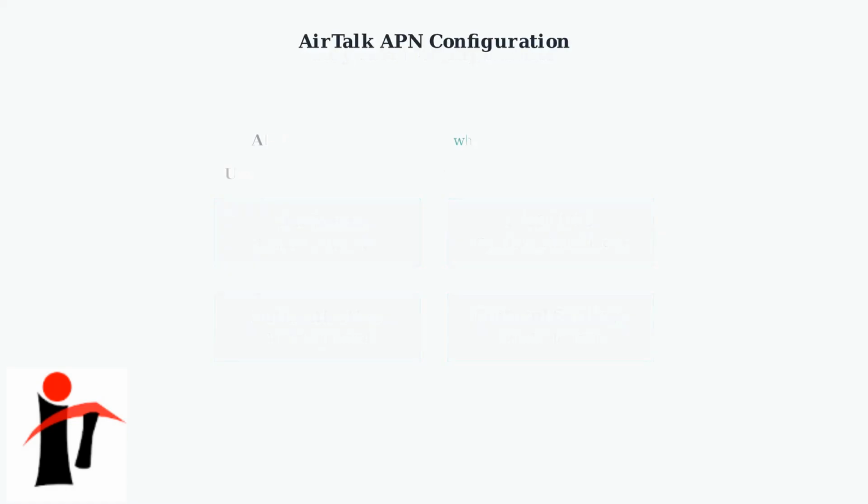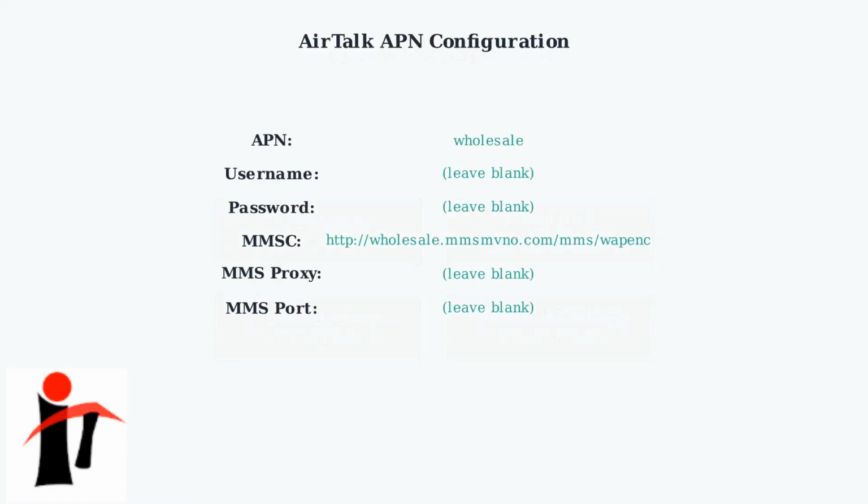Now let's configure your AirTalk APN settings manually. I'll show you each setting and its exact value using AirTalk's official configuration. Here are the remaining critical settings.